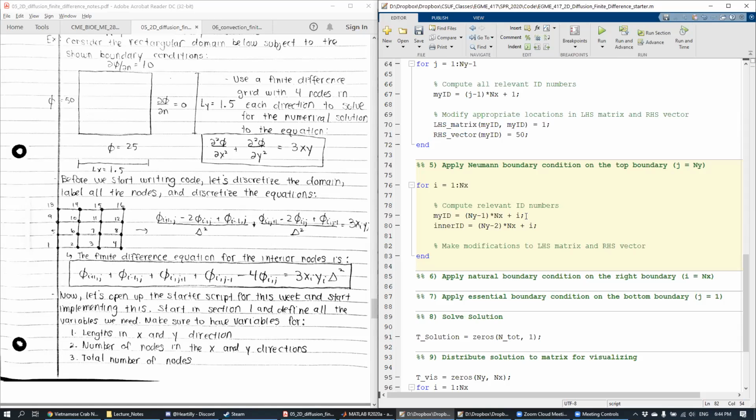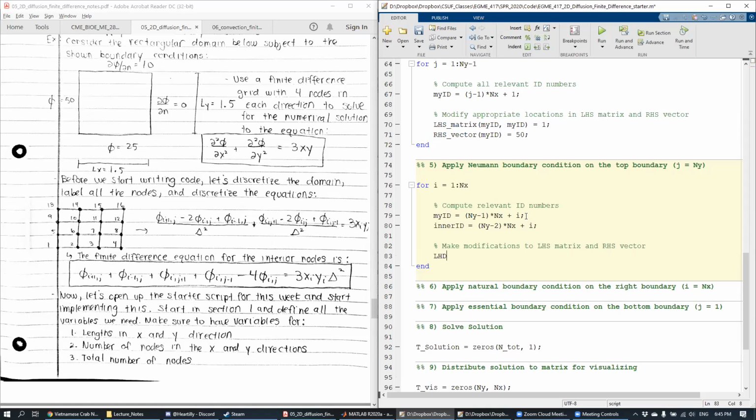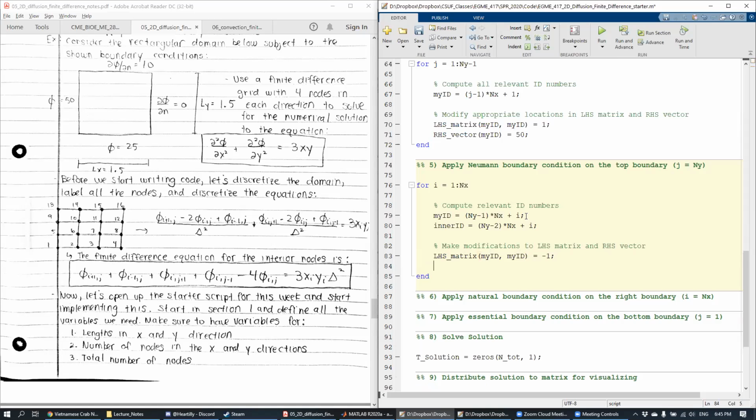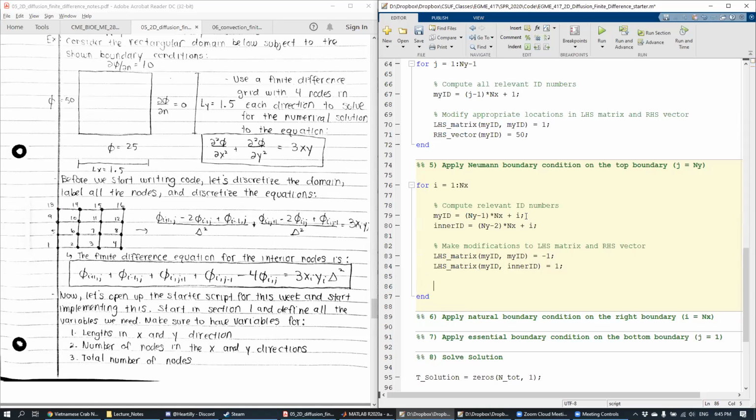Then we're going to make the appropriate modifications to the left-hand side matrix and the right-hand side vector. So first we're going to do the diagonal term. For a Neumann boundary condition, that's going to be minus 1. And then for the inner neighbor, we're going to have a 1 right there.